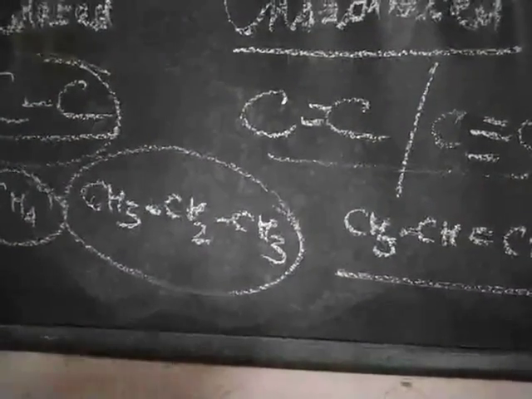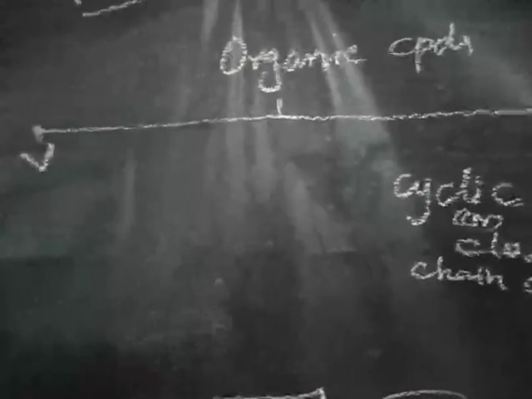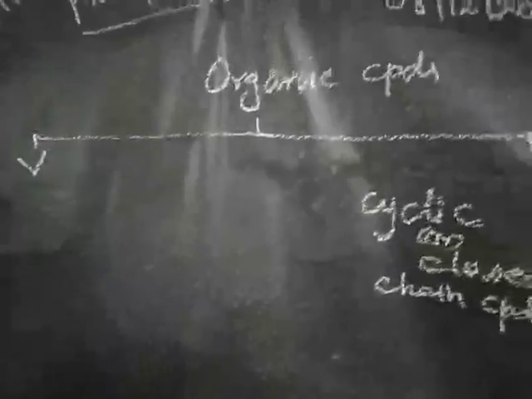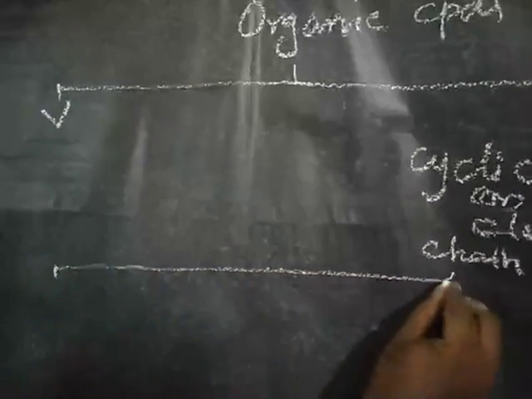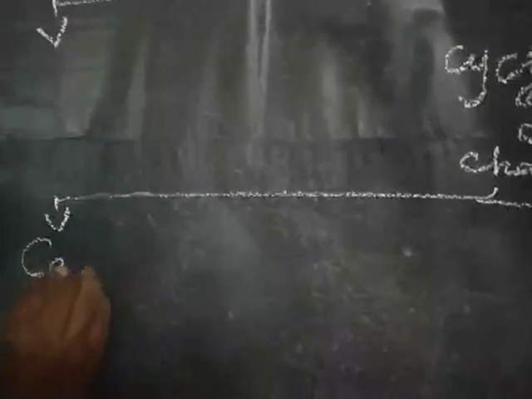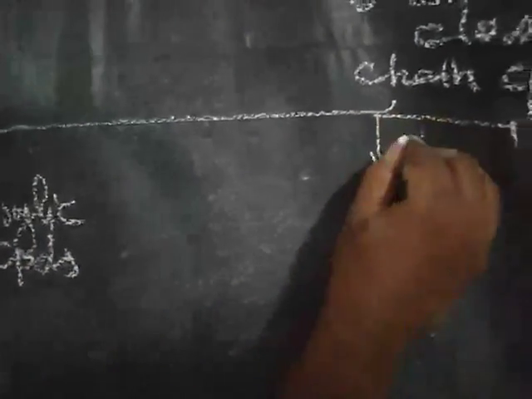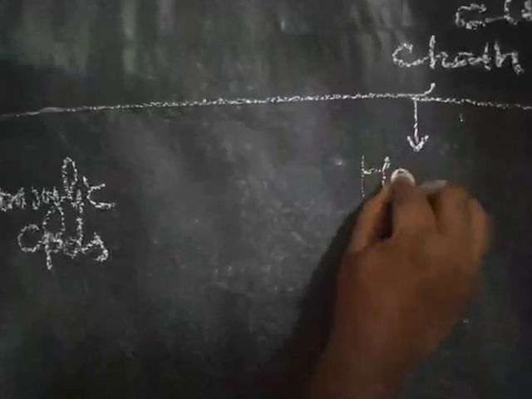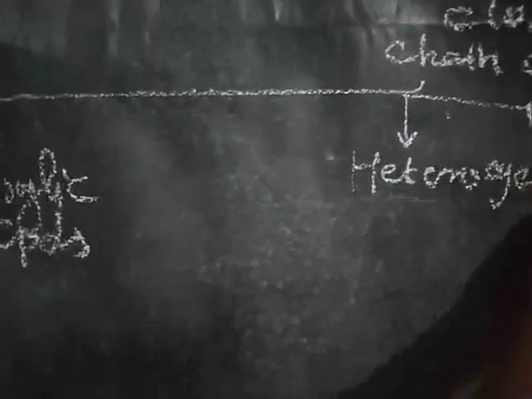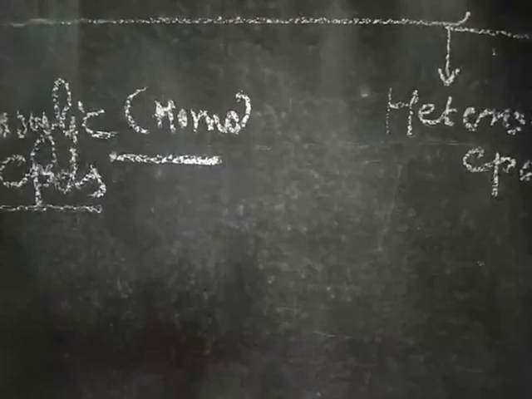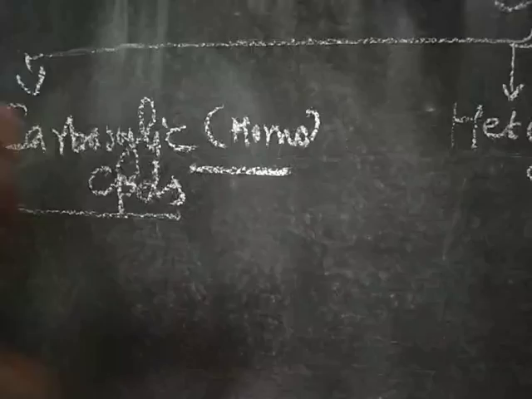Next one, cyclic or closed chain compounds can be classified into two types: one is carboxylic compounds, the other is heterocyclic compounds. This one is otherwise known as homocyclic compound. Cyclic or closed chain compounds can be classified into two types based on the attachment of the atoms. One is homocyclic compound, another one is heterocyclic compound.